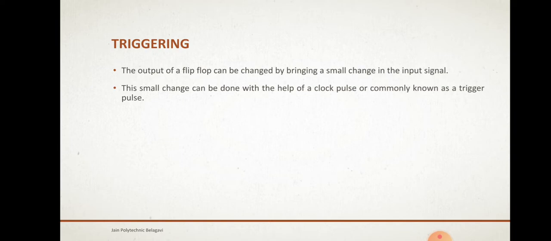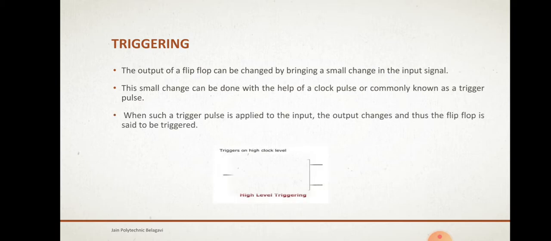You can usually define triggering as follows: the output of the flip-flop can be changed by bringing a small change in the input signal. This small change can be done with the help of a clock pulse, usually known as a trigger pulse. When such a trigger pulse is applied to the input, the output changes. Hence, the flip-flop is said to be triggered.